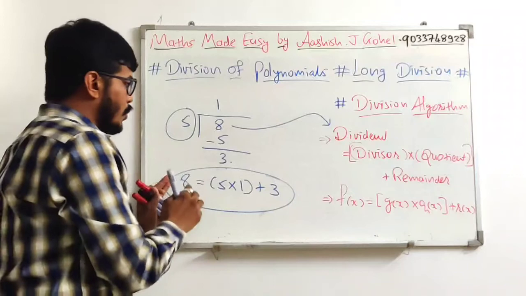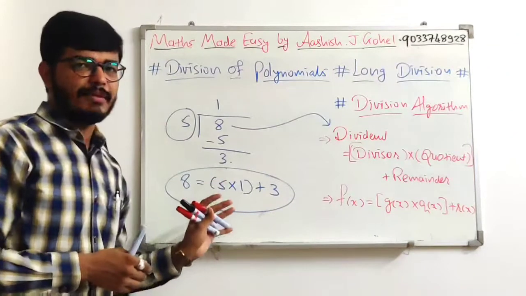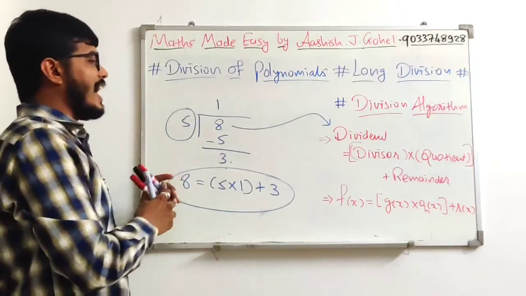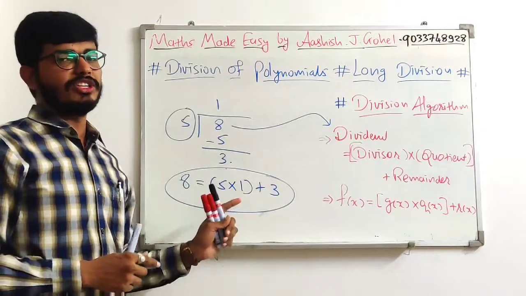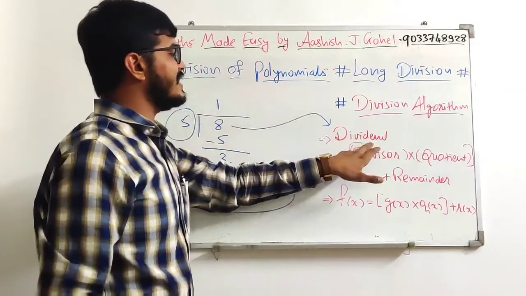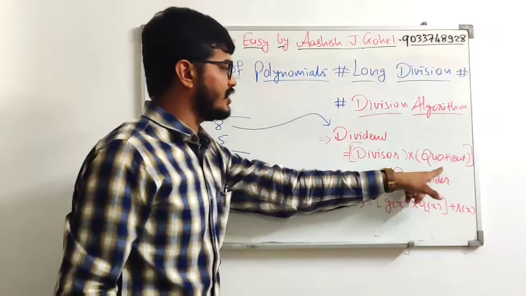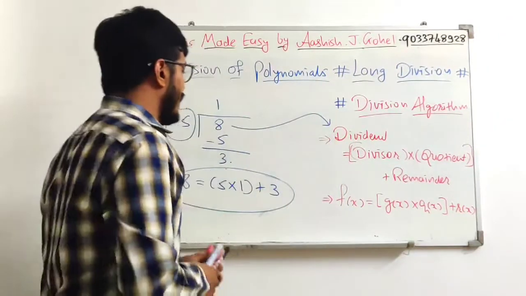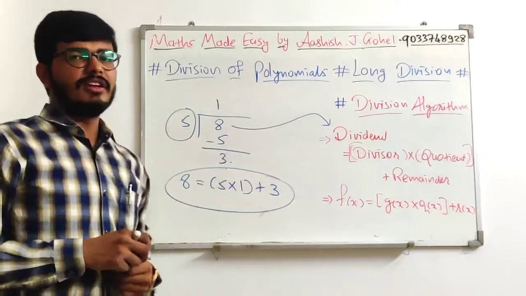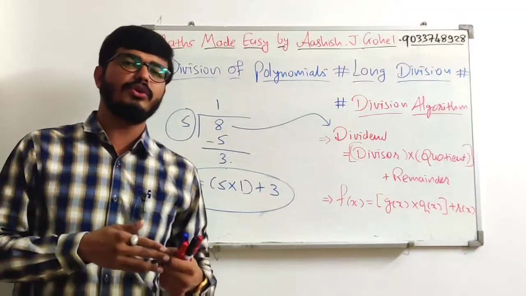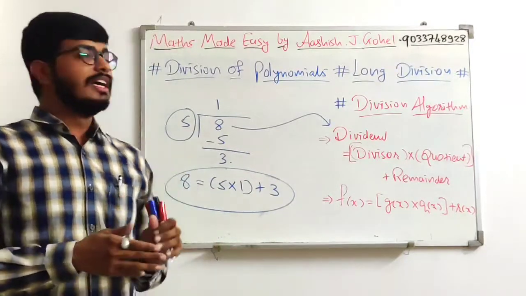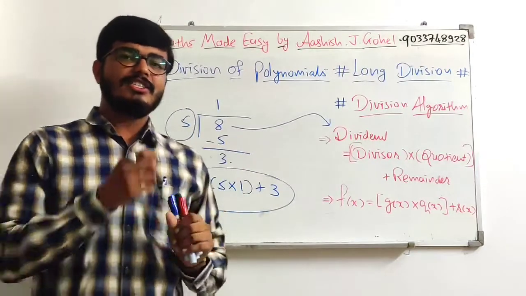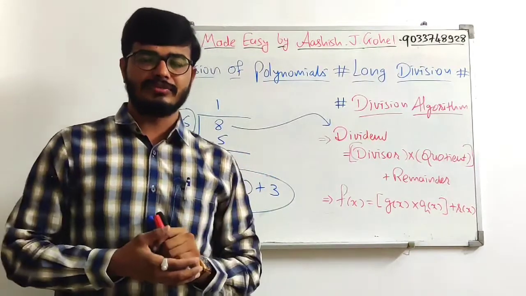Okay, so with the help of this easy example, we can get an idea, and you need to remember the division algorithm like this: dividend is equal to divisor into quotient plus remainder. Now this was about numbers. How to divide numbers, we know already. But now we are going to divide some equation by some other equation.